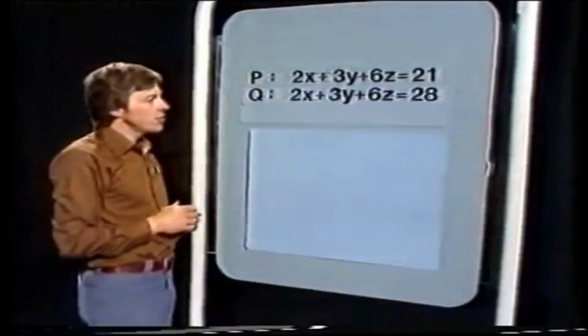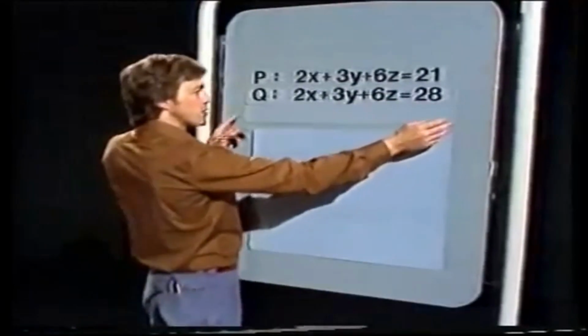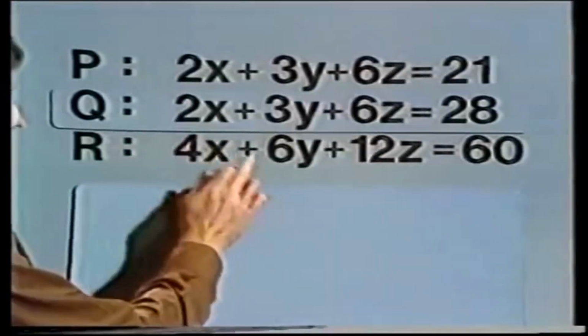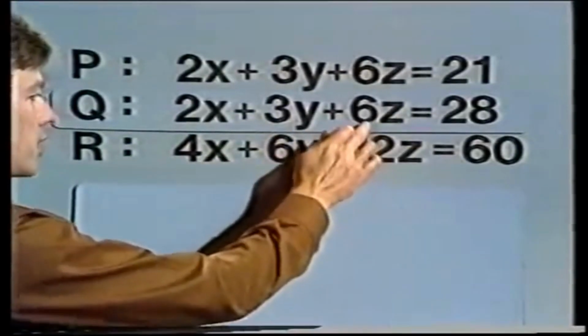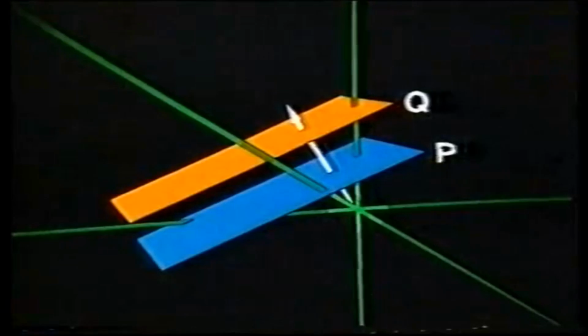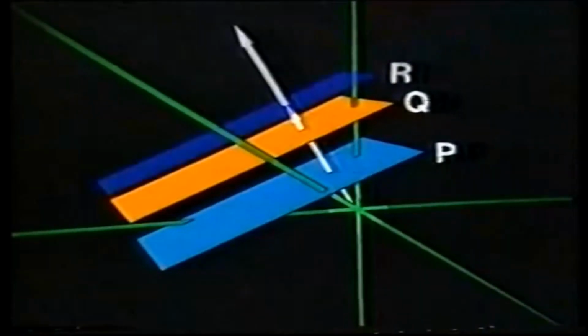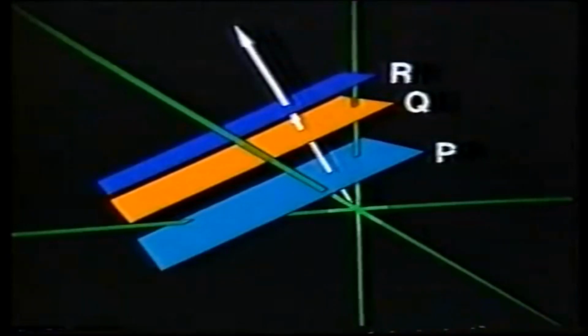So let's introduce another equation to see if we can get a solution. Let's have a look at this one. Now this time you see the coefficients are each twice the coefficients in P or Q. And so the coefficient vector for the plane R must be twice that for the planes P and Q.